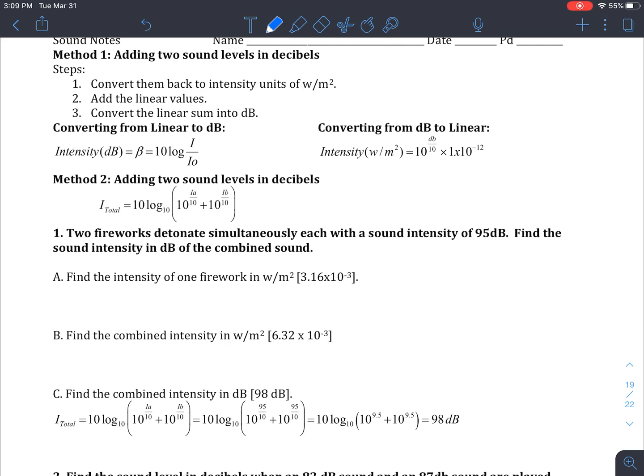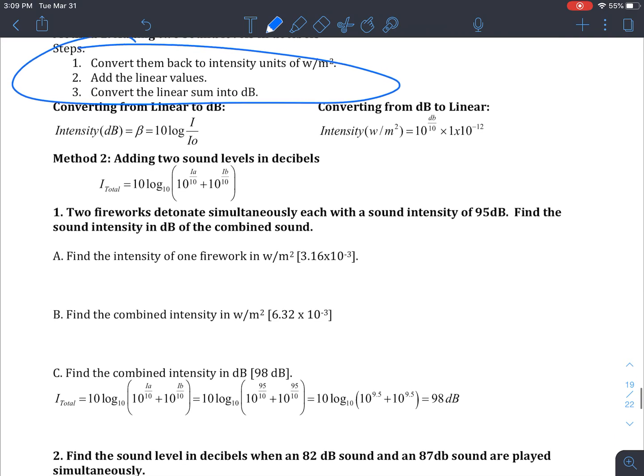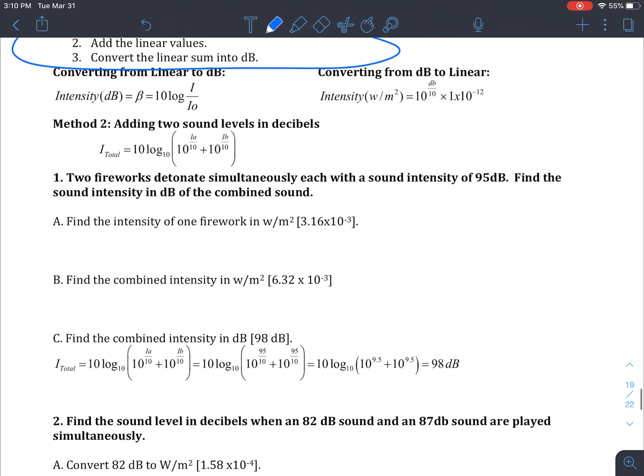If we have multiple sound levels that we need to add together to see what the overall loudness is, again, it's not a logarithmic scale, so it's not going to be simply 1 plus 1 equals 2. So again, look back in the chart from page 14, I believe it was, or up in the top here, there's some steps and methods here. I'll go through each one with you. Just follow along, and if there's any questions, please send me a Schoology message or email, and I'll get back to you.